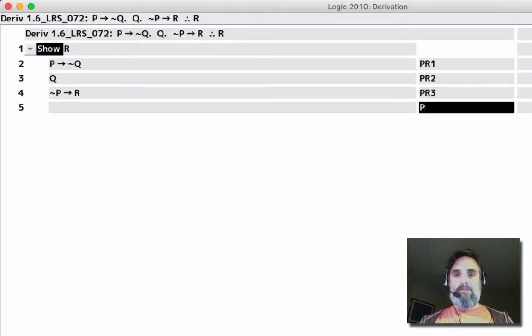Let's punch in our premises. There they all are. So we have our three premises. So we want R, that's our goal. Once we get R, we will use direct derivation to box and cancel, but we don't have R yet, so we're going to have to go to step 3 and use our inference rules.